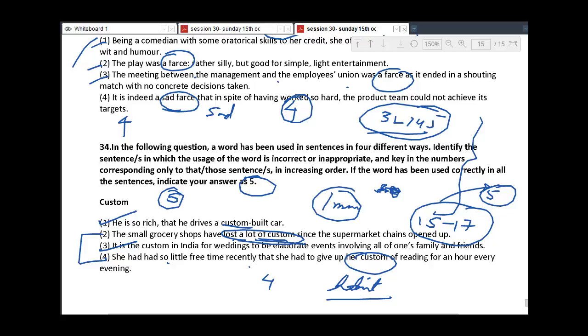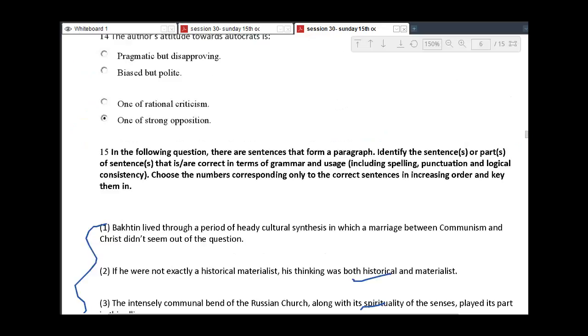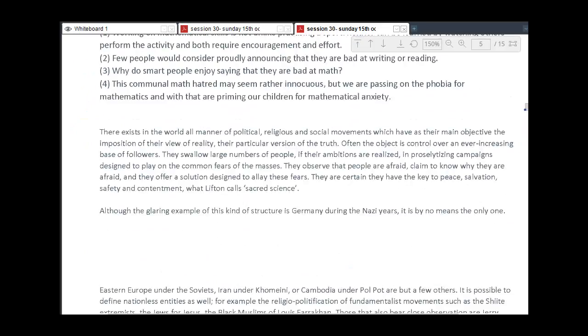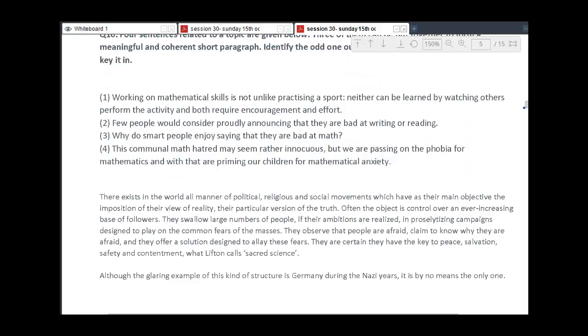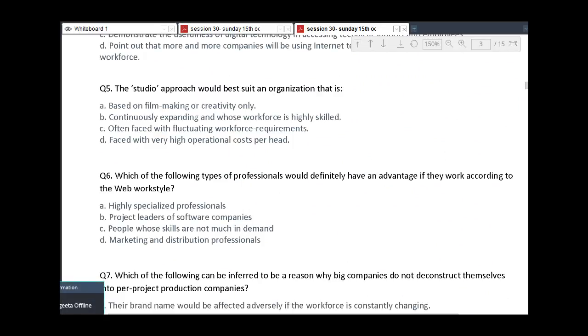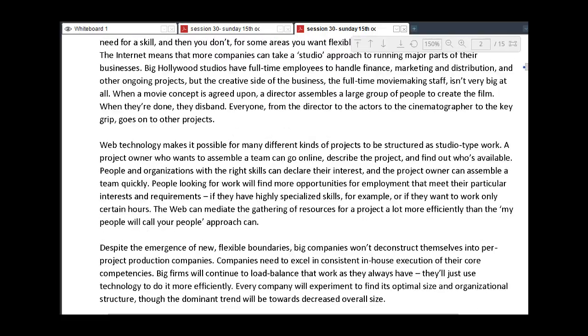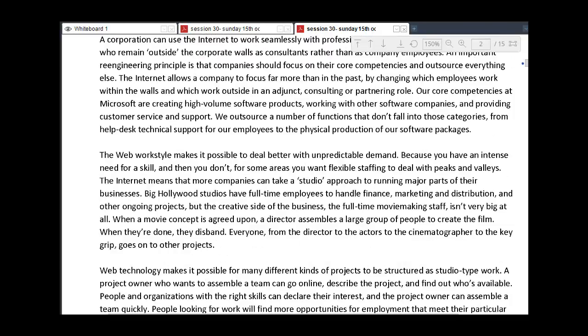Now let me scroll the paper up, and we have come to the main thing, and that is the RCs, correct? Shall I read the passage for you people, or have you all gone through the passage?